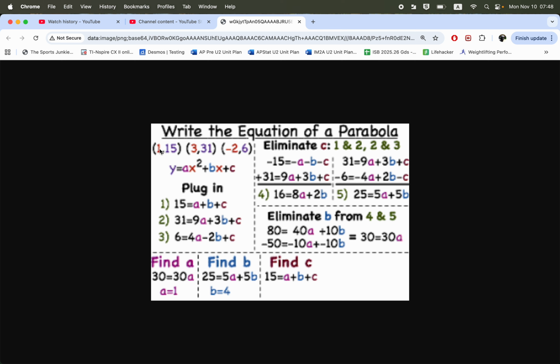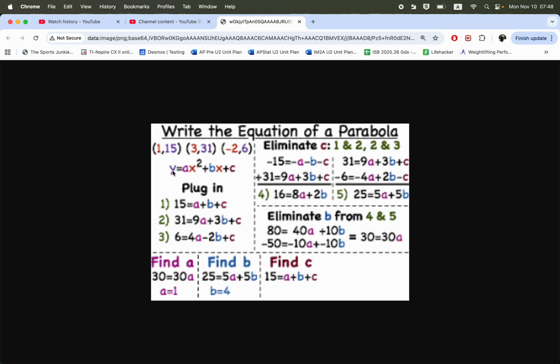If we look at these 3 points, we don't know that any is the vertex. We don't have any common y values, so we can't get an axis of symmetry. So this is kind of the worst case scenario where we need to create three equations, three unknowns, and we'll use a calculator to solve.